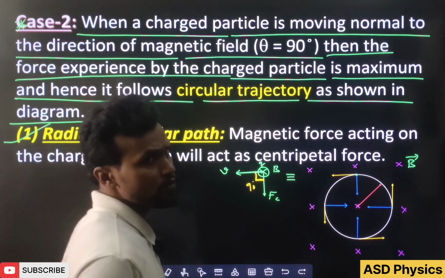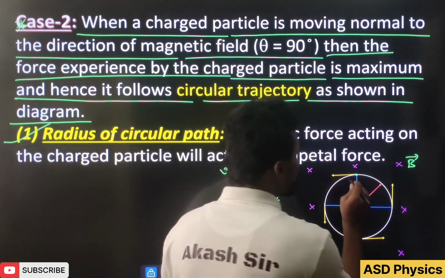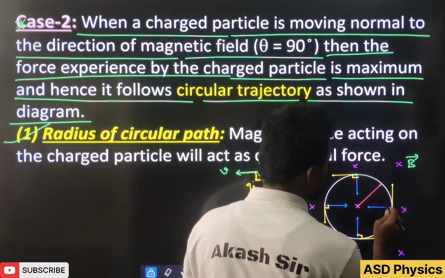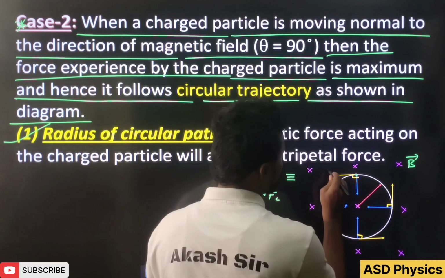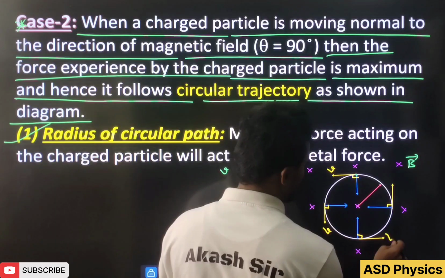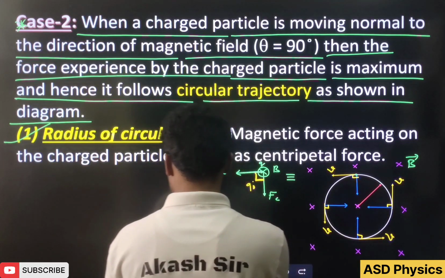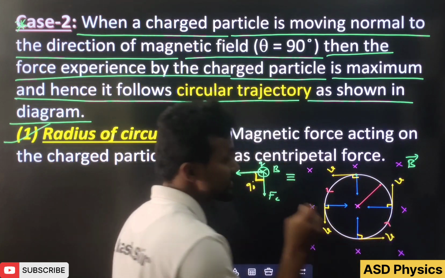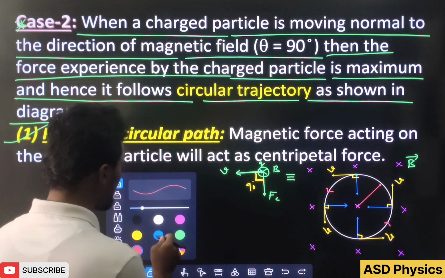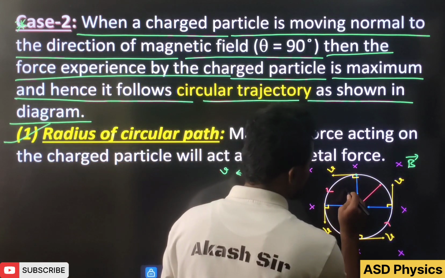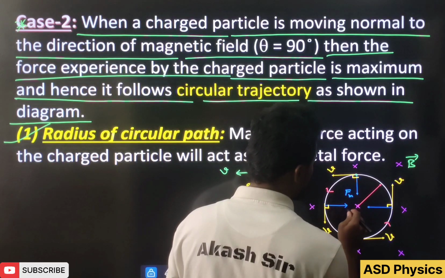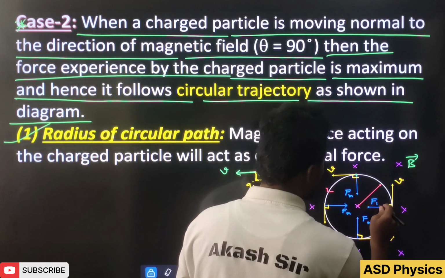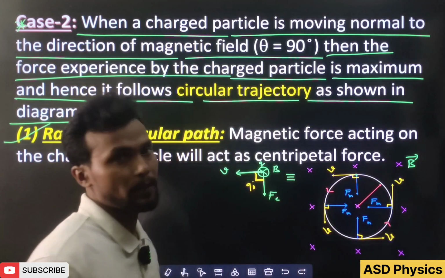So whenever this kind of situation exists, what will happen? It will follow the circular path. Always, even at all the points, let's take this is the instantaneous velocity. Like this it is moving, and it will experience one force, as I have told you. This is the magnetic force. Here I have drawn only 4 points, but at each and every point this will happen.